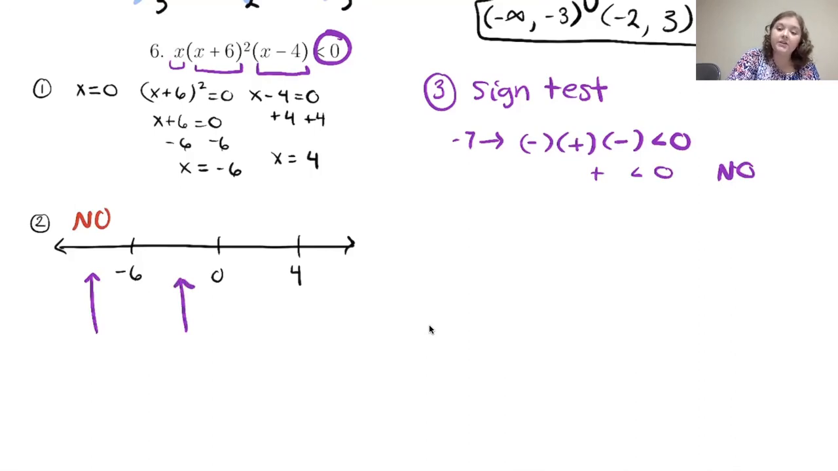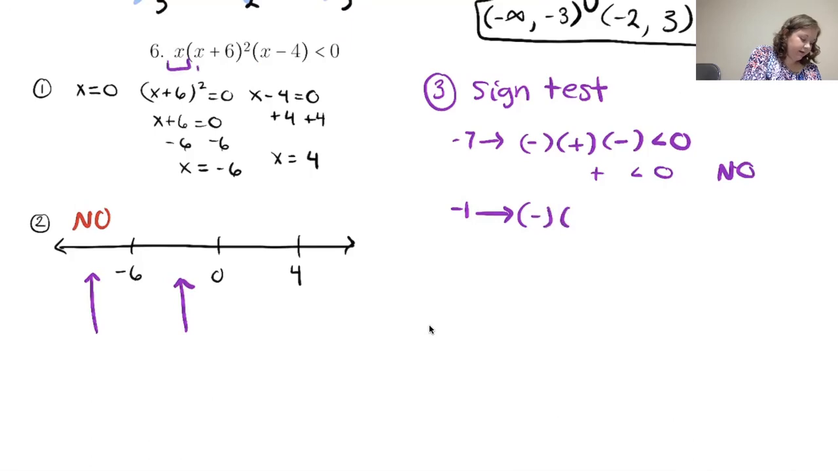It's kind of too bad we can't choose 0 in this question because 0 is one of our points that we got in step 1, so we don't ever choose those. But we'll choose -1. Okay, and then we'll get -1 for this first thing. -1 is negative. The second one, since it's squared, is always going to be positive. And then -1 minus 4 is negative.